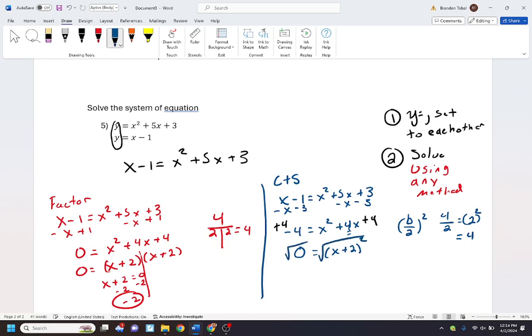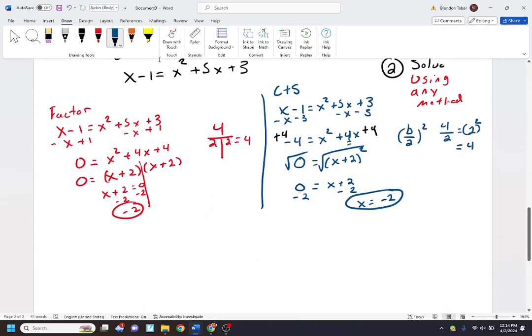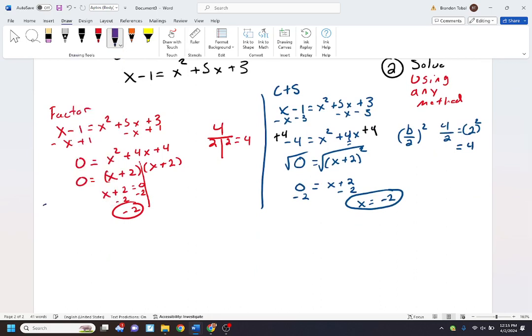Square root both sides. 0 does not get a plus or minus because there's no negative 0. X plus 2, minus 2, minus 2. X equals negative 2. Notice I got the same answer. You could do quadratic formula. I'll do that third. Oh, square root of 0 is 0. 0 times 0 is 0. Negative 2, negative 2. That's negative 2.